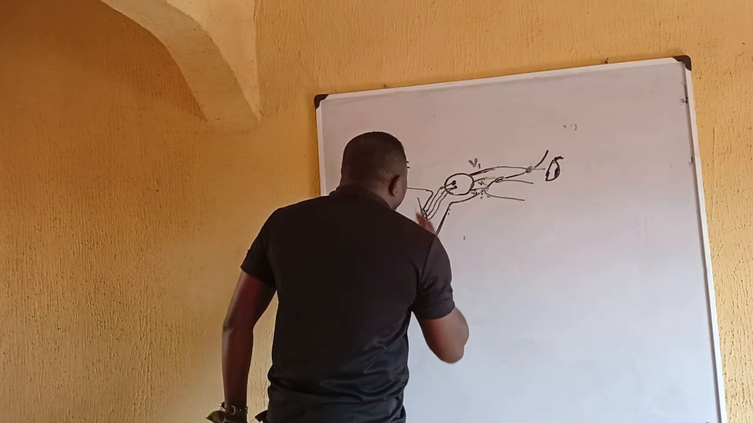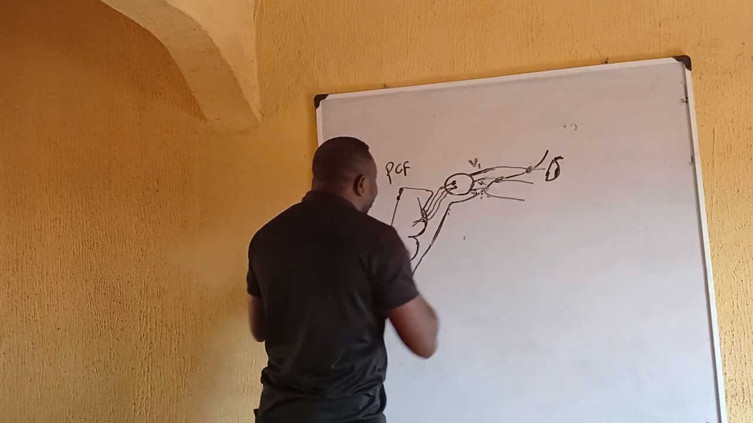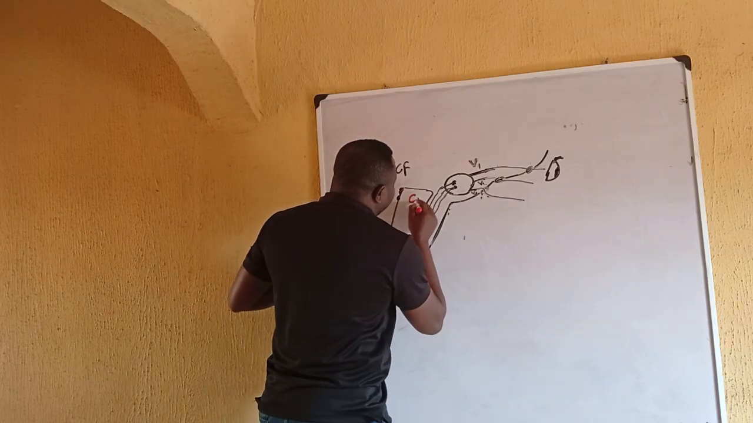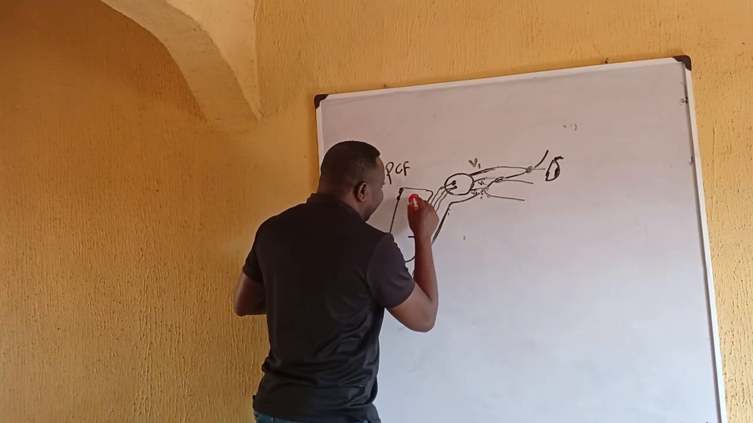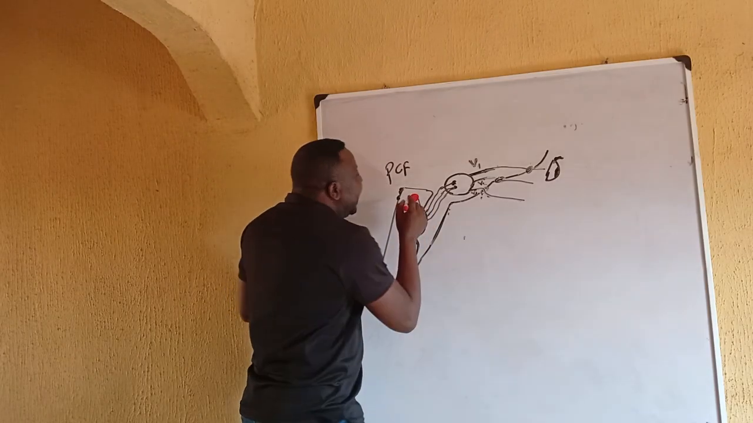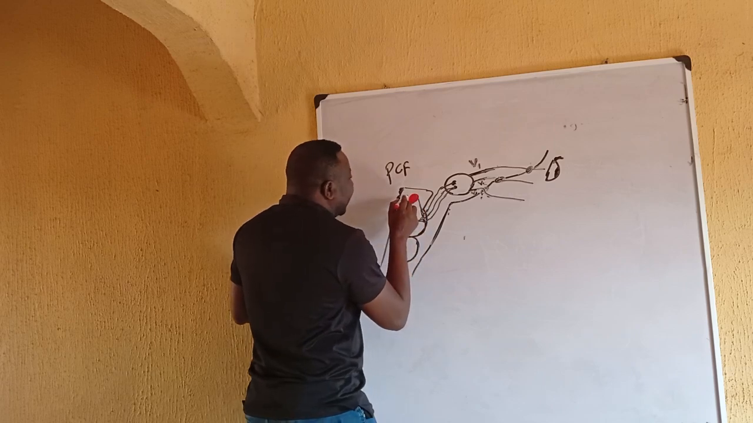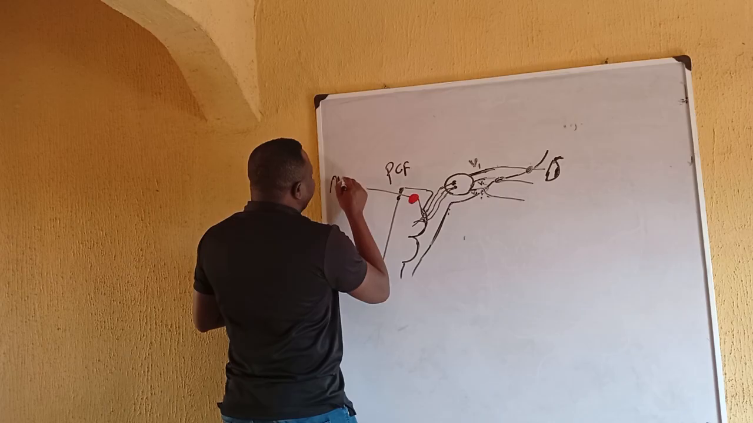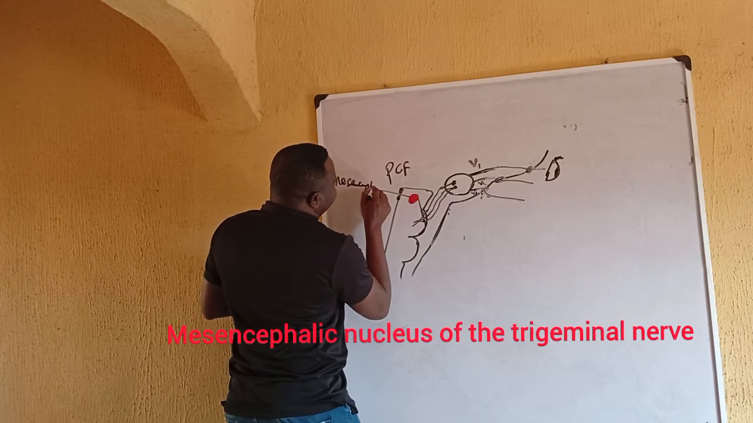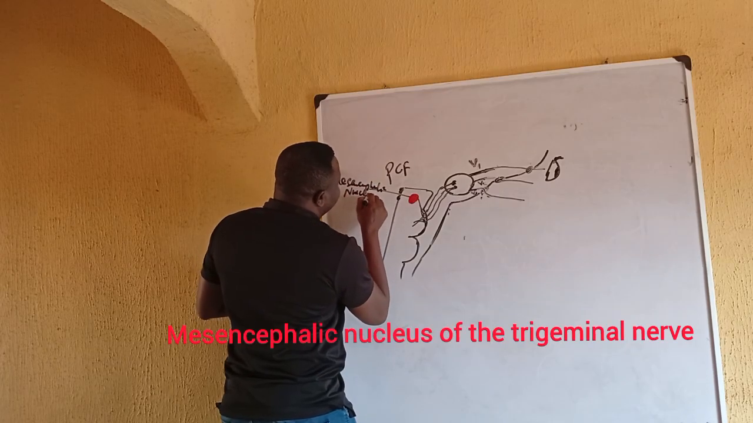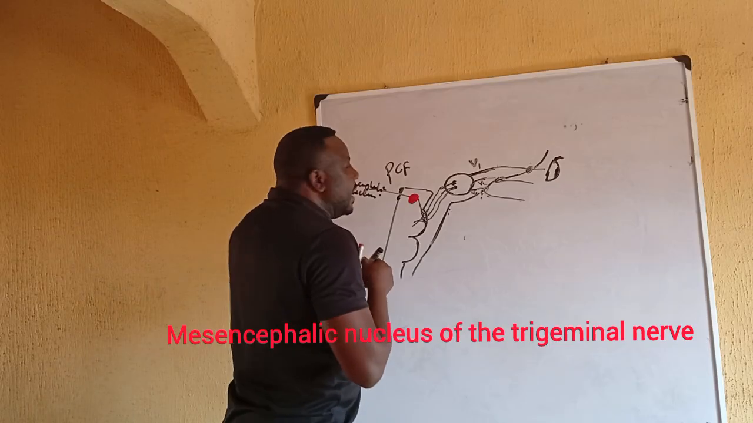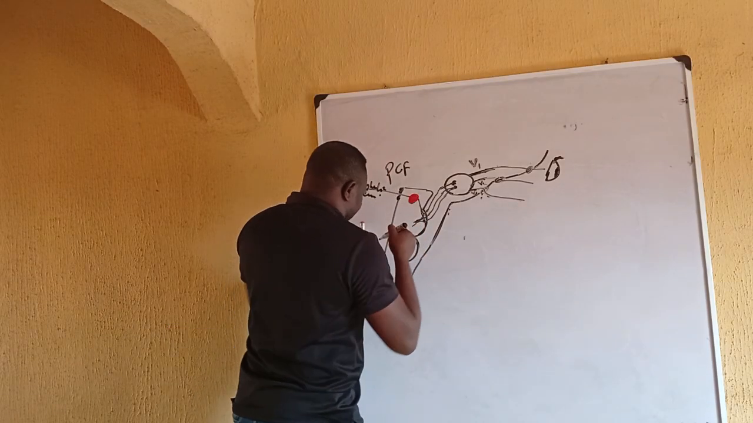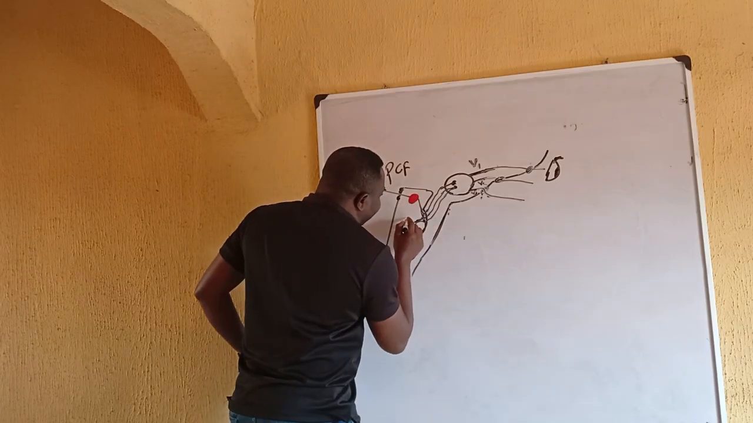Now, the ascending branch goes to a nucleus found in the midbrain. This nucleus is referred to as the mesencephalic nucleus of the midbrain. Now the descending fibers go down to a nucleus in the pons.